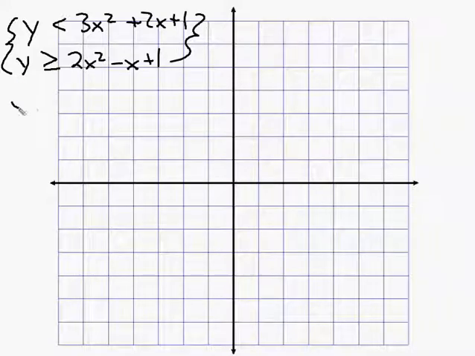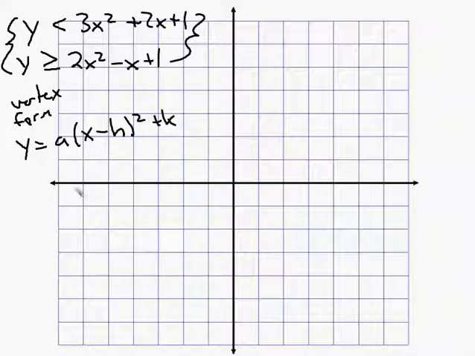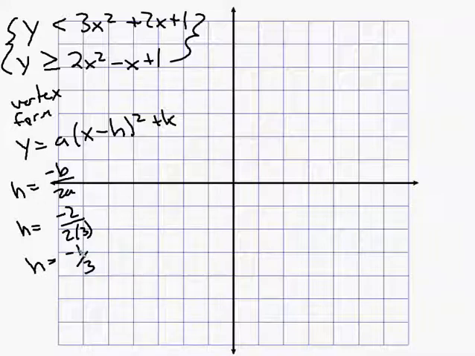Well, to graph it, I need my vertex form for both of them, right? And my vertex form is y equals a x minus h squared plus k. So I'm going to get that first one. And do you remember, how do I get h? H equals what? Negative b over 2a. So for the first one, I'm going to have negative 2 over 2 times 3. So h is negative 1/3. Really? Did they do that to me? They did that to me.